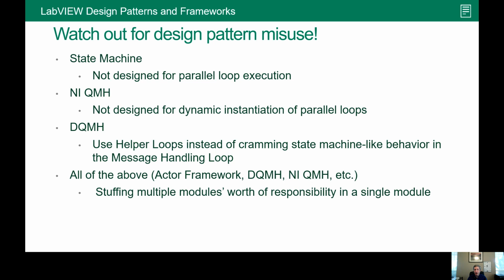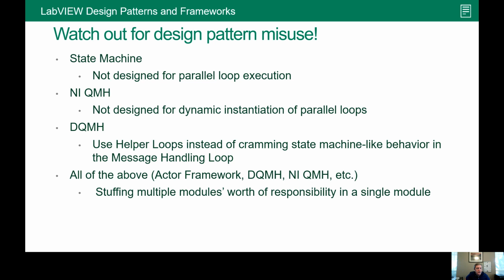The NIQMH is designed for parallel loop execution. The producer consumer by definition is a pattern that uses multiple loops. However, the NIQMH is not really designed for instantiating dynamic loop execution. So, as your code is running, your code programmatically wants to spawn a new instance of a parallel loop running. The NIQMH is not designed for that. If you try and shoehorn that behavior into the NIQMH, you're going to have problems. Now, DQMH and Actor Framework, those frameworks are designed for dynamic instantiation of parallel actors. So if that's something that you need, you would probably want to use one of those frameworks.